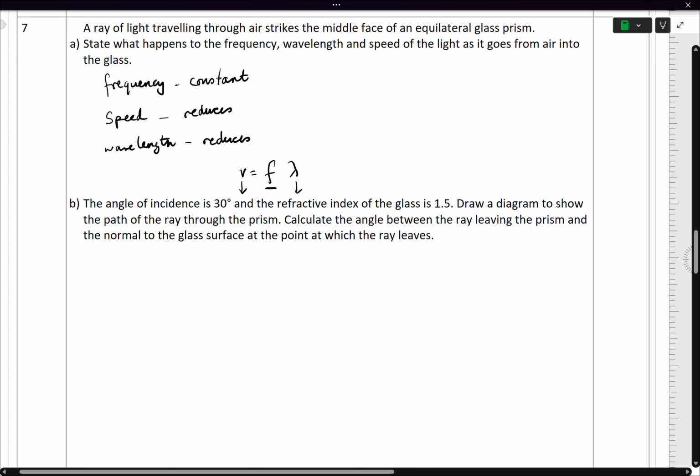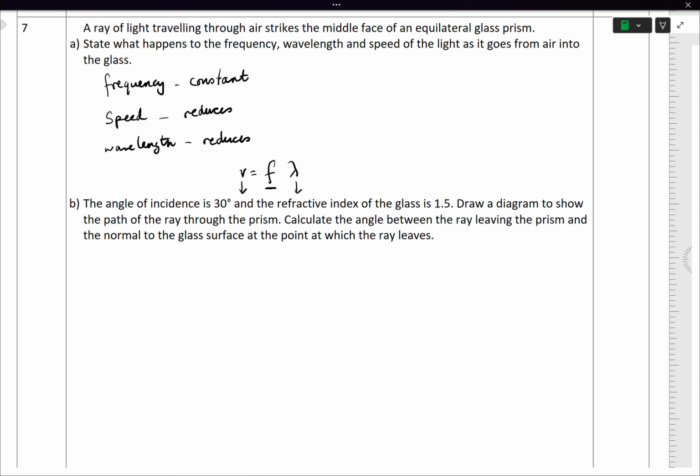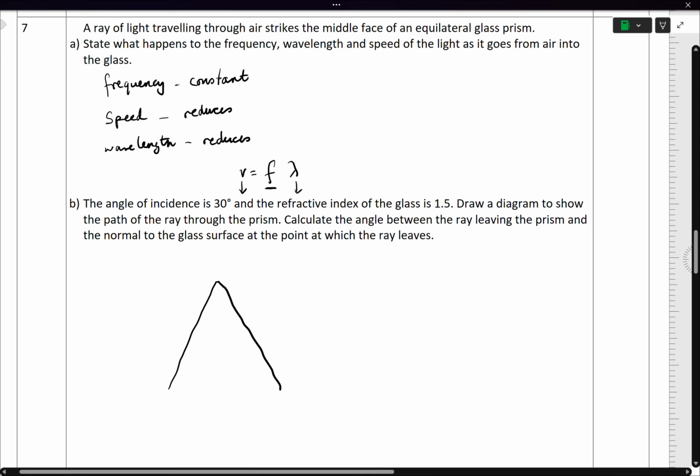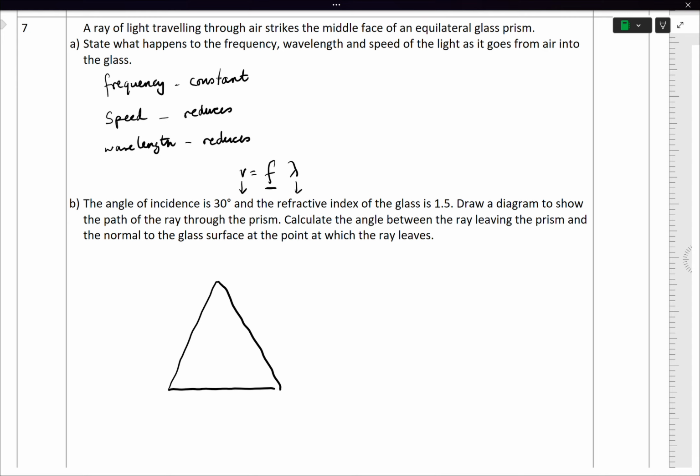Part B, the angle of incidence is 30 degrees and the refractive index of the glass is 1.5. Draw a diagram to show the path of the ray through the prism. Calculate the angle between the ray leaving the prism and the normal to the glass surface at the point at which the ray leaves. Now, this is similar to another question that we did. So similar set of reasoning.